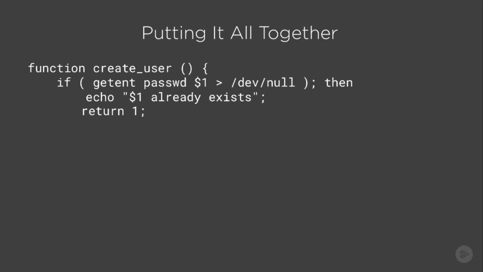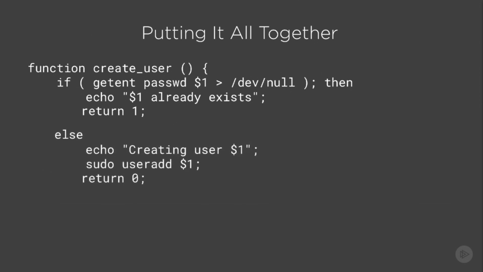On that test, we're looking at the success or failure of the getent command. So if getent passwd $1, our first argument, actually does exist, then the user is already on our system and we can't create that user. So we return, we leave the function, with a return value of 1. That's saying it's some form of failure.